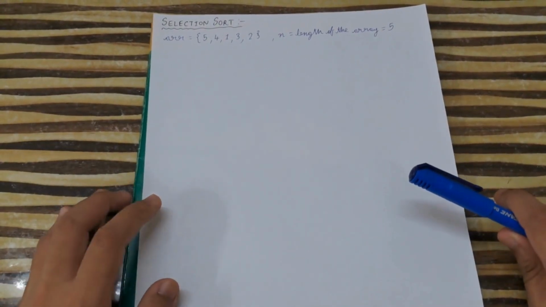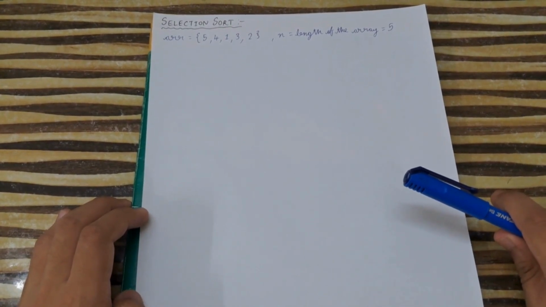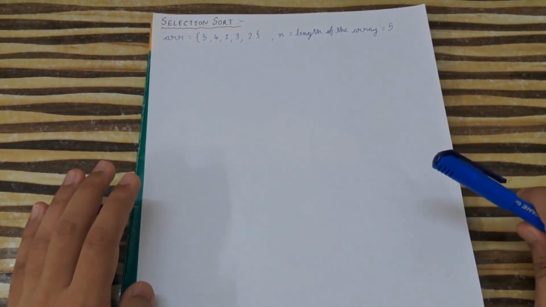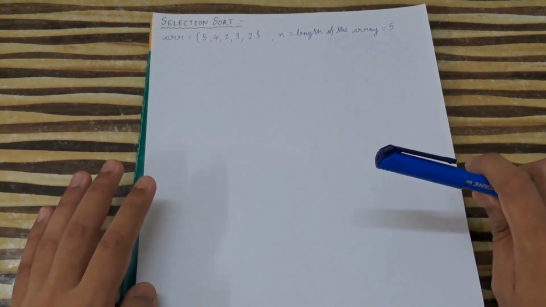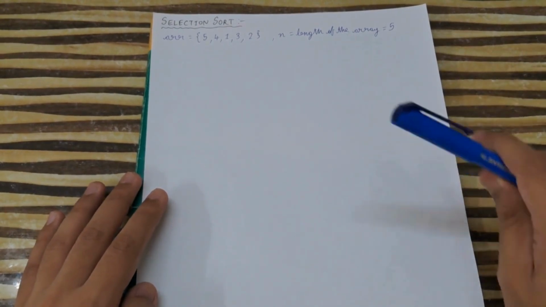Hello everyone, my name is Tej and today we will be looking at the selection sort algorithm, which is another sorting technique. As the name suggests, selection sort scans the complete array first and selects the minimum element that it can find, and then it finally swaps it with the first position.